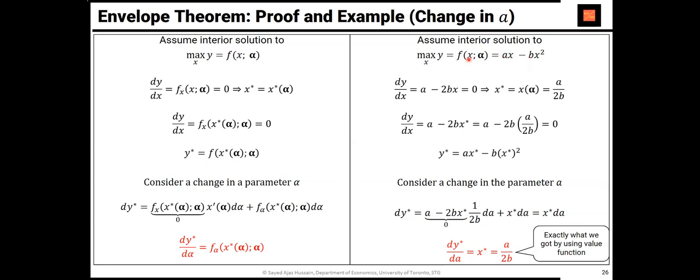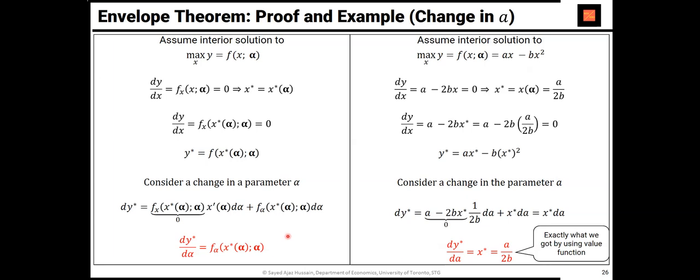In that case, dy/dA is of course going to be x, and when I evaluate at the optimal solution, that becomes x star. Then the total change in y star is this thing times the change in parameter. In this case, x star times dA. To get the derivative, I now divide, and that's exactly what you saw earlier, right?